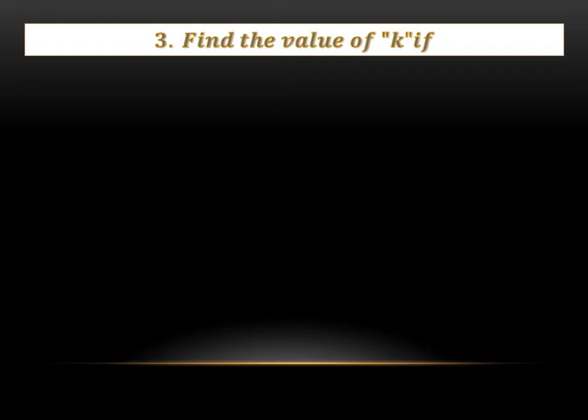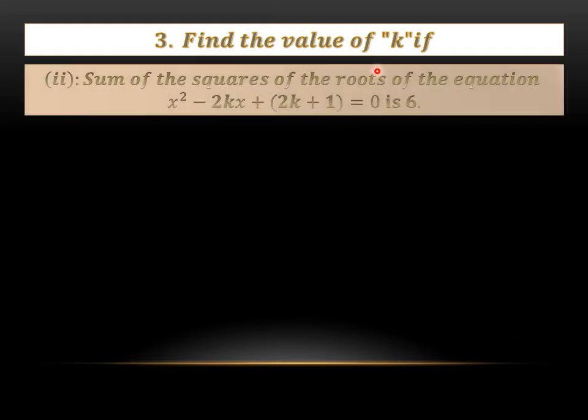Come to the next part. The next part also states, find the value of k, if the sum of the squares of the roots of the equation x square minus 2kx plus 2k plus 1 is equal to 0 is 6. Again, first of all, we are going to take the equation and find the sum and product of the roots, taking the values of a, b and c first. A, the coefficient of x square, is 1; b, the coefficient of x, is minus 2k; and c, the constant term, is 2k plus 1.